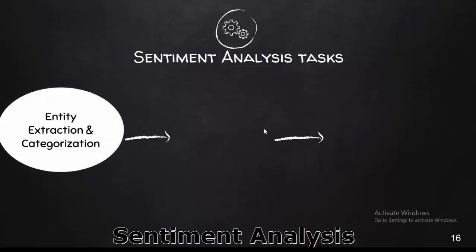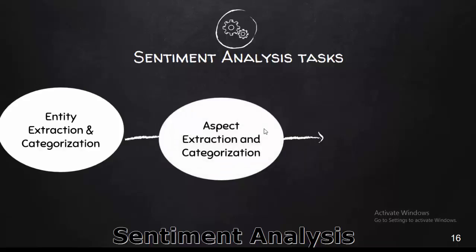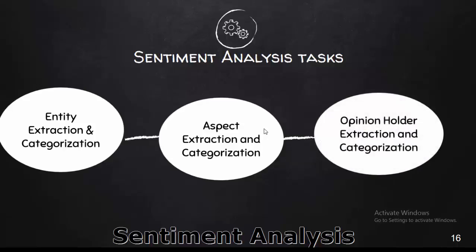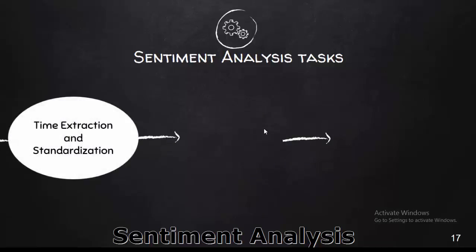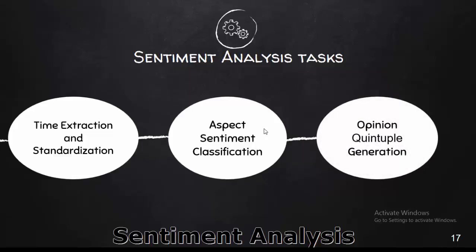So the first task is entity extraction and categorization. Second is aspect extraction and categorization. Third is opinion holder extraction and categorization. Fourth is time extraction and standardization. Fifth is affect sentiment classification. And sixth is opinion quantifiable generation.